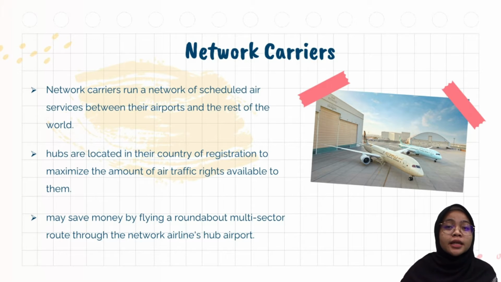Single or multiple flights can transport passengers and cargo between any 2 points on their network. Alliance partners can fly one or more legs of a multi-sector journey and may sell sectors they do not operate using their partner airline codes. Passengers choose the network airline based on a variety of factors including standard of service and frequent flyer awards, and often trade off convenience in terms of trip time for a lower price. As a result, they may save money by flying a roundabout multi-sector route through the network airline's hub airport.